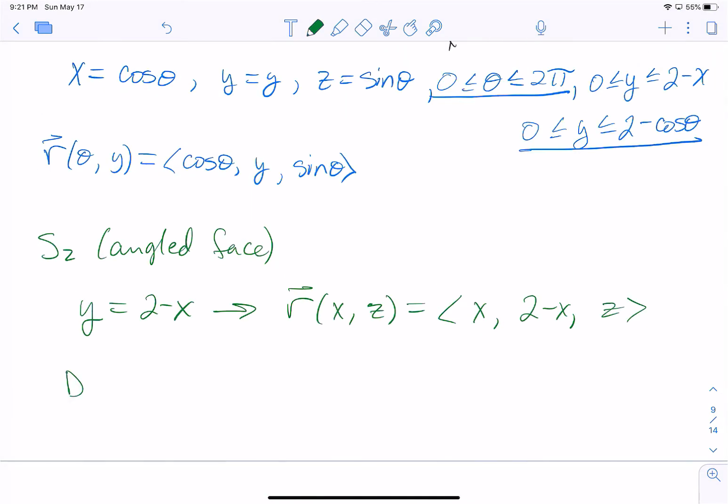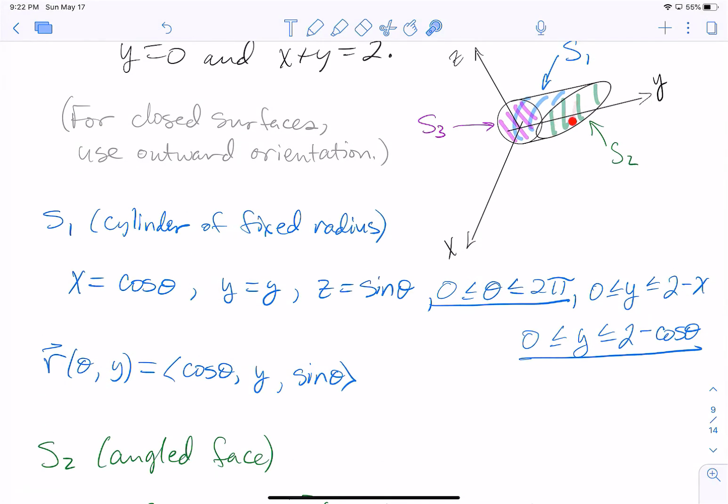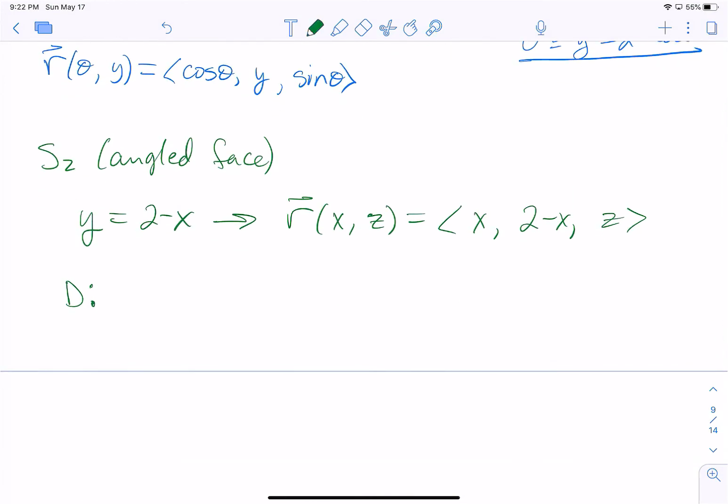As far as the limits of integration, let's consider the region D. That's going to be the trace of the angled face in the xz plane. And we can see it's a circle of radius 1, right? It's the base of that cylinder. So we'll say x squared plus z squared is less than or equal to 1.